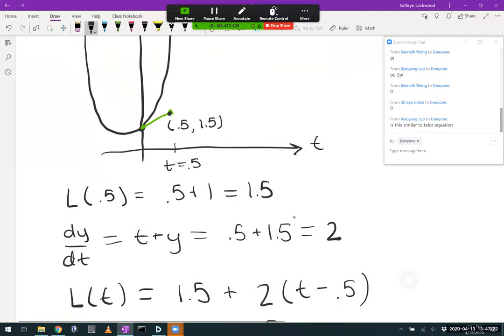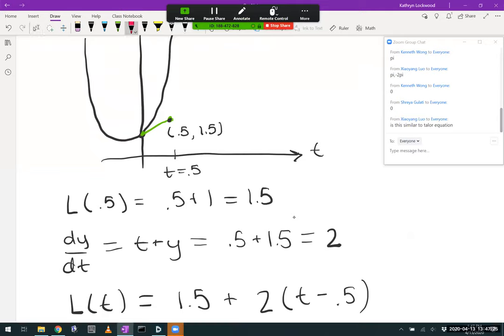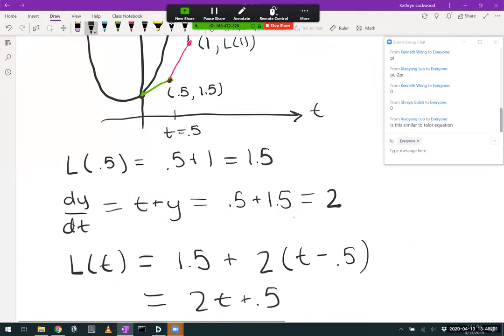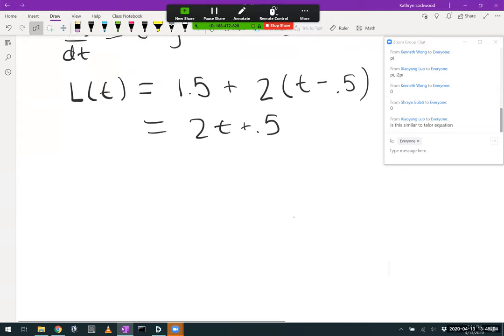I'm going to scroll back up. And from here, we're going to take the line with slope 2 and use that to approximate the next piece of the curve. And then we're going to stop again at 1, so another 0.5 seconds later, and then whatever that endpoint L of 1 is. And we'll repeat this. So now we'll recorrect and pick another line segment. That's the basic idea, just the motivation, the idea behind it.